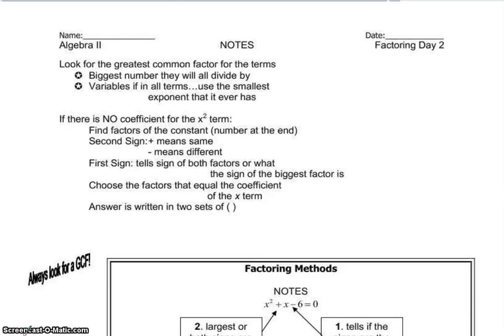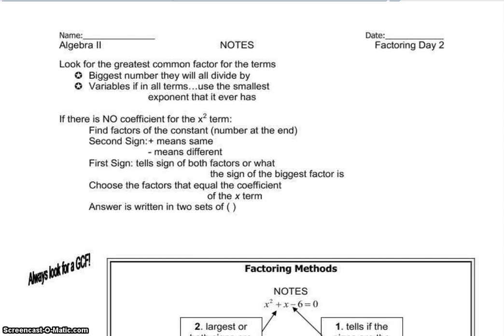Okay, this is for Algebra 2, and this is factoring day 2. Yesterday we looked at either 2 terms or maybe 4 terms, and we found their greatest common factor. We saw what we could pull out. Today we're going to be looking at trinomials, which means there's 3 terms.